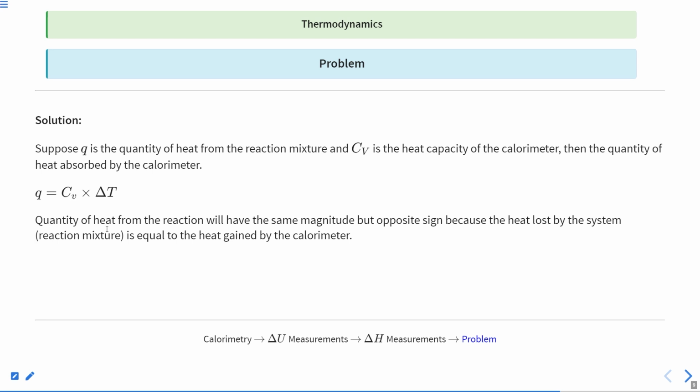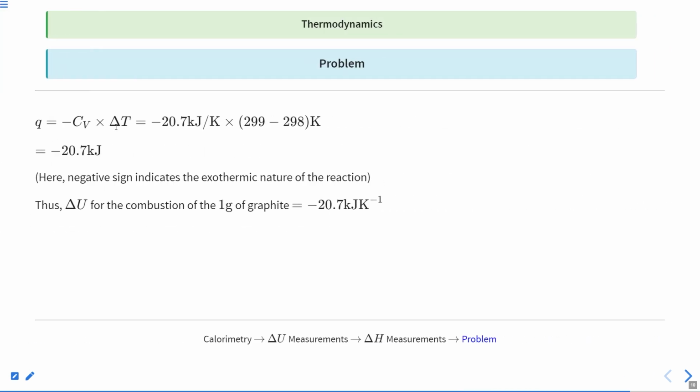Think of it this way. If your system is releasing heat, it will be exothermic, or it loses energy, whereas the surrounding is gaining heat, so its energy will be positive. So the signs will be just opposite of each other. The Q that you get here, the system will get or lose that opposite amount of energy. If you calculated Q here, you got it as minus 20.7 kilojoules. This is the Q that is being gained by the water, and for that we have calculated it out.